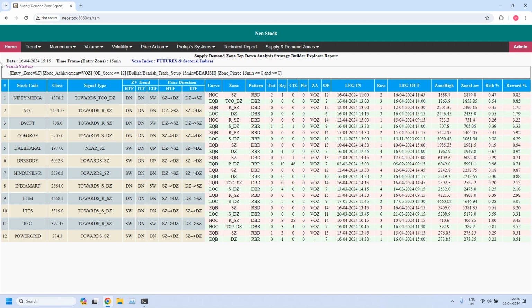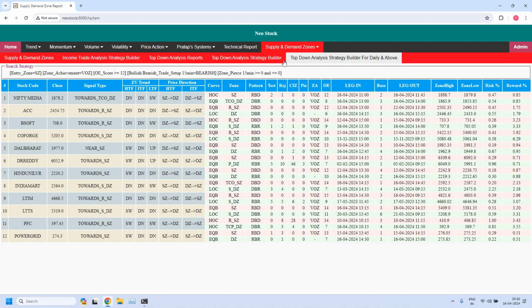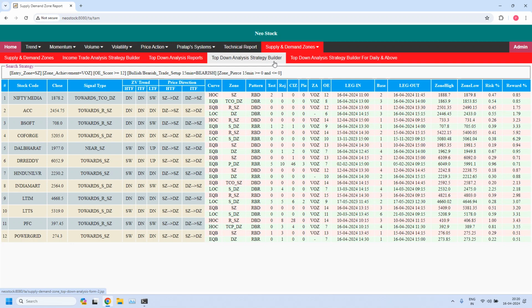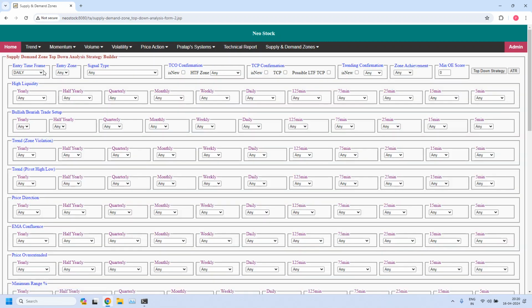Okay, now I am going back. Let me generate the next report, bullish and bearish trade setup for hourly income trade. For hourly income trade, the HTF zone is 75 minutes, the ITF zone is 15 minutes and the LTF or entry time frame zone is 5 minutes. So I am selecting the entry time frame zone as 5 minutes. First we will generate the bullish trade setup. So the entry zone should be a demand zone. And in the bullish or bearish trade setup filter, this time for the 5 minutes time frame, I am selecting bullish. Next, 3 filters we are going to add.